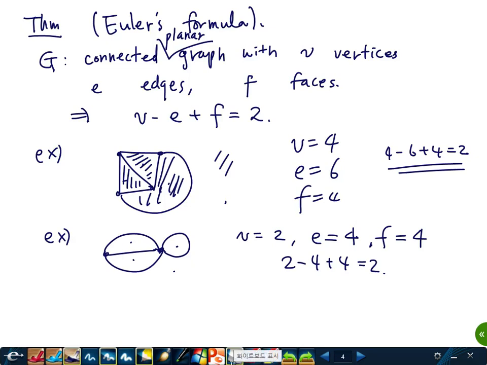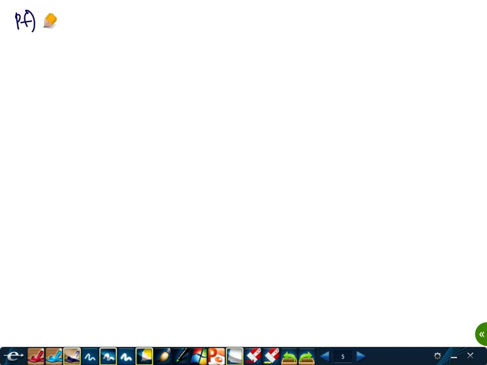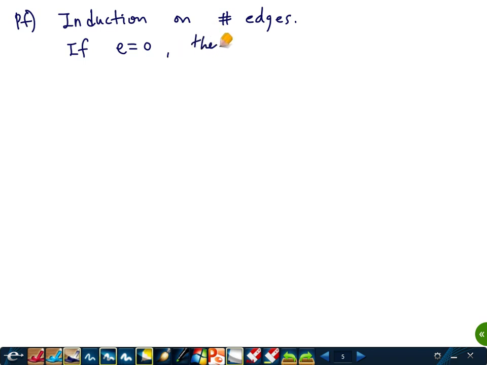The proof is done by induction. I'm going to prove this by induction on the number of edges, E, I mean. The base step would be E equals 0. There is no edge. That means because it's connected, we must have only one vertex, no edge, right? Then what happens to V? There's no edge because it's connected. We should have only one vertex, like this.